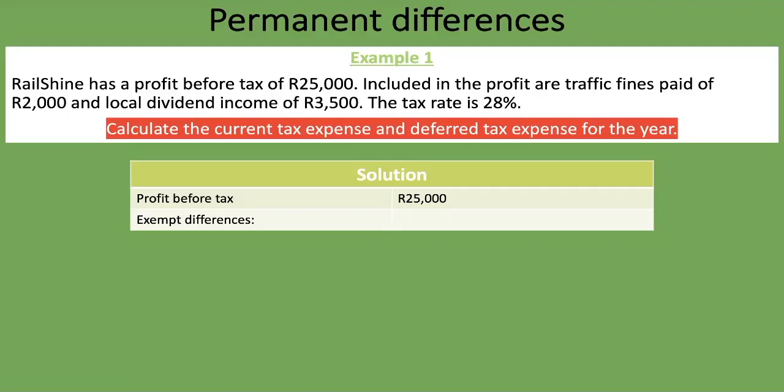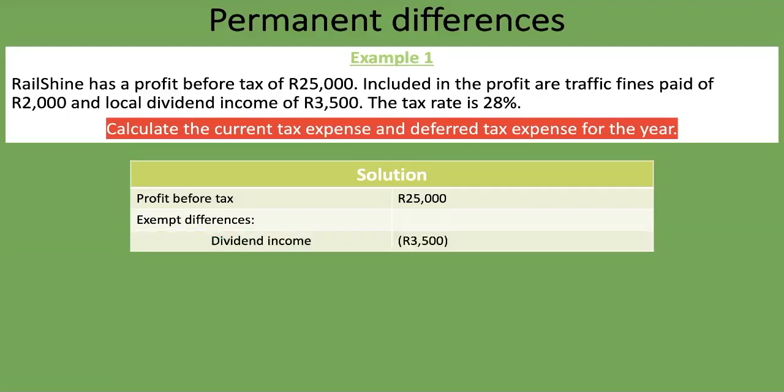Remember, local dividend income is an income, and we included it as a positive. Now we have to remove it, so we minus it. So you put dividend income as a negative, to remove it from the 25,000 rand. The next thing that you have to do there is the traffic fines. The traffic fines are expenses. That means we deducted it before we got to profit before tax. Now we have to add it back because it's not allowed as an expense by the revenue authority. So we put it as a positive.